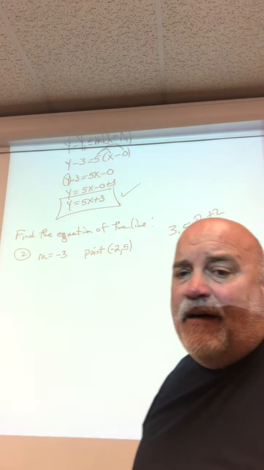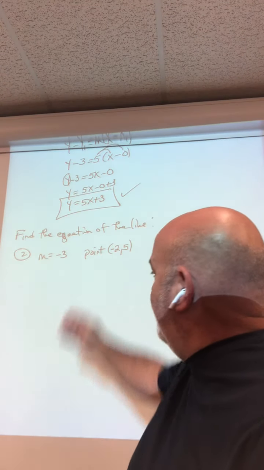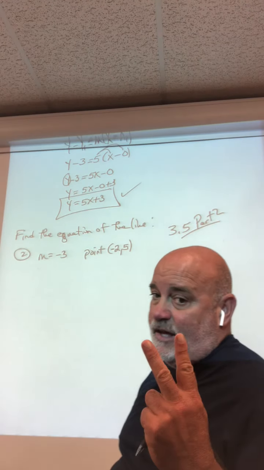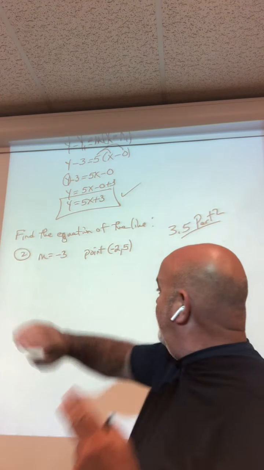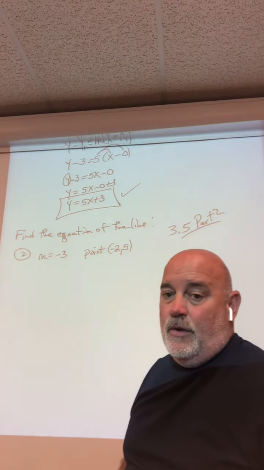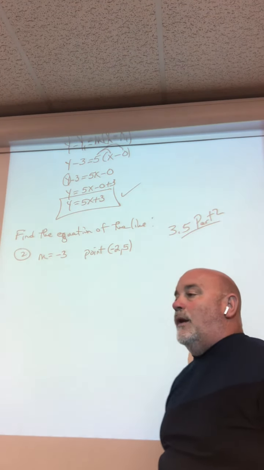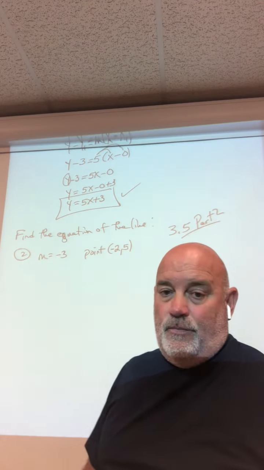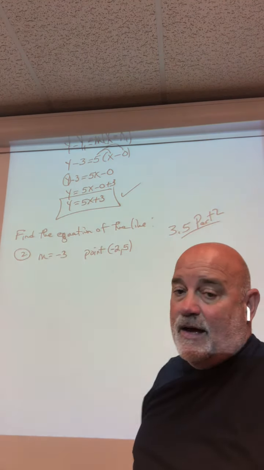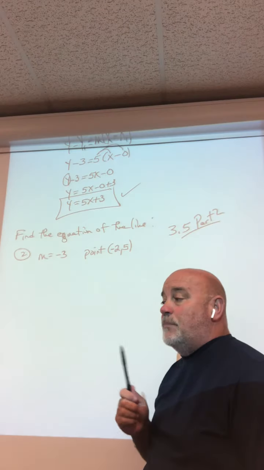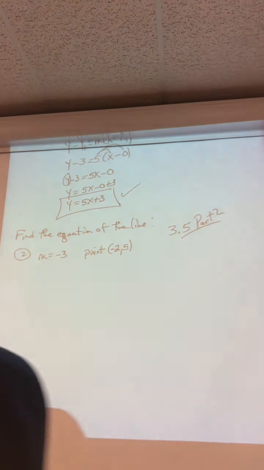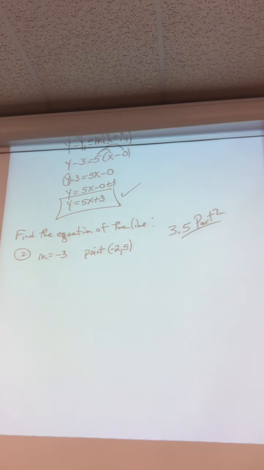So, how do I find the equation of this line? Two things I have to know: a point and a slope. Do I have a point? Yes, I do. Do I have the slope? Yes, I do. Now, can I use y equal mx plus b? No. The reason I cannot is because this is not 0 comma 5. But I can use the point slope formula to work this problem.